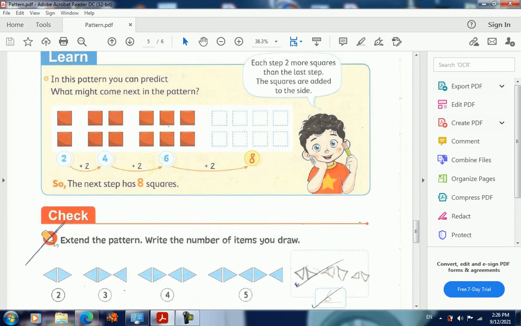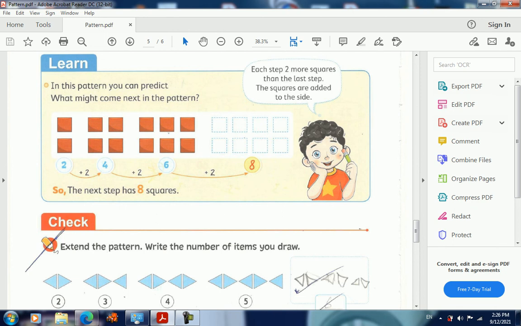Then let's go to the learn. Okay, in this pattern you can predict what might come next in the pattern. How can this come? If you look at the far left, we have 2 squares and the number 2. Then after the 2 squares you got another 4, so the 2 became 4.